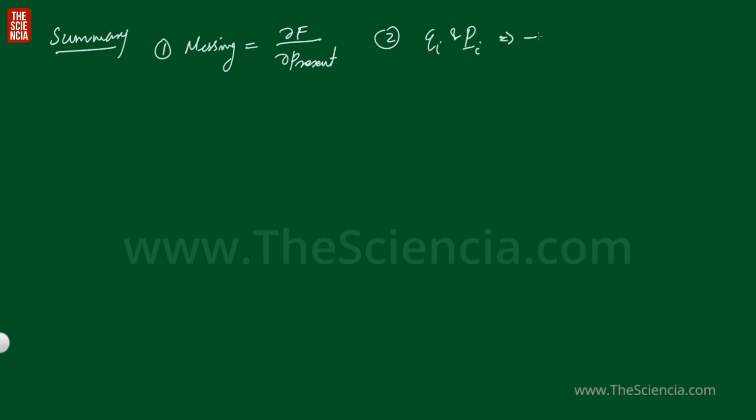Here I am going to summarize all the generating functions. To remember these generating functions, we know two tricks. One is: the missing coordinate will be equal to ∂f by ∂present. And second one: small q_i and capital P_i are negative. So the general generating function is a function of small q, small p, capital Q and capital P.